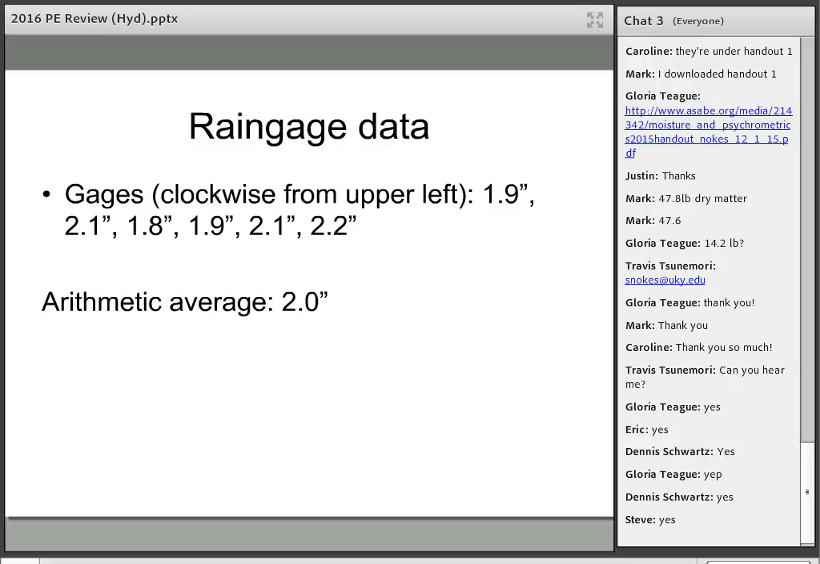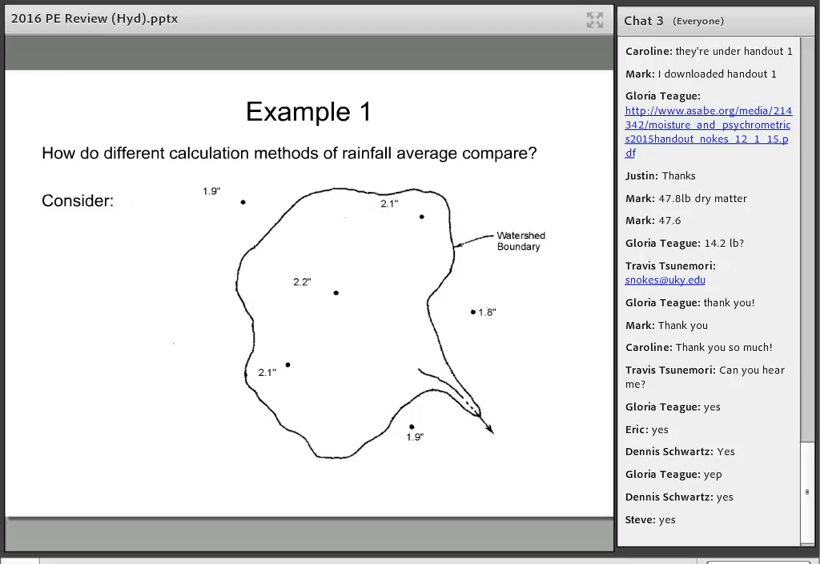Seems pretty simple. But if you look back at the distribution of these for a second, one would think that the rainfall on this watershed would be better represented maybe by the ones just on the watershed than the ones off. That's one way to argue it. You would get something higher than if you only included the ones inside the watershed. If you include all of these, you can get a different average.